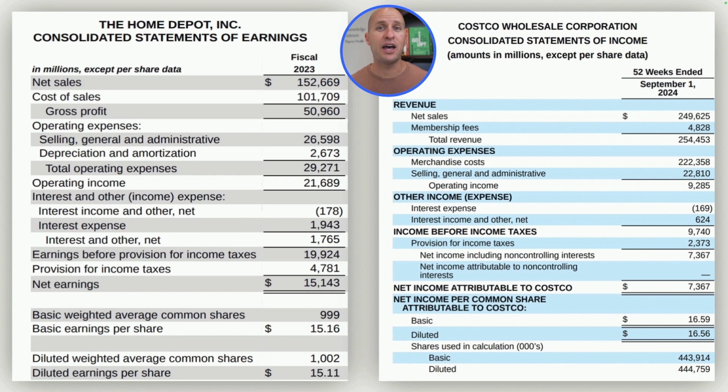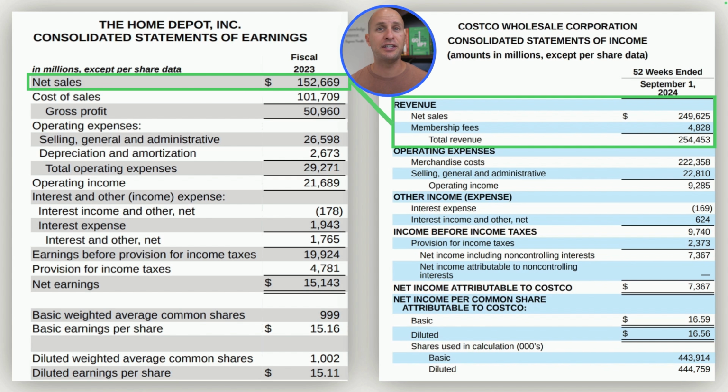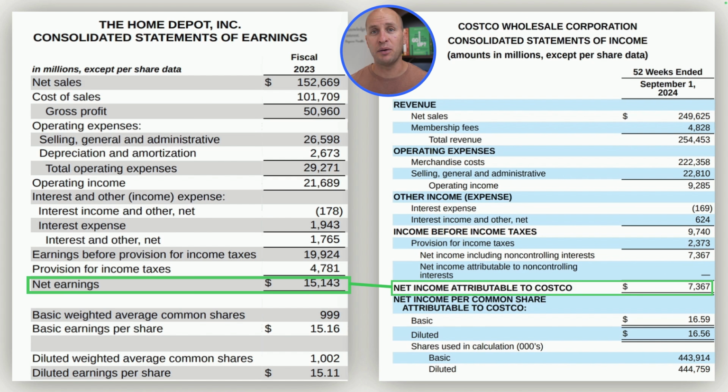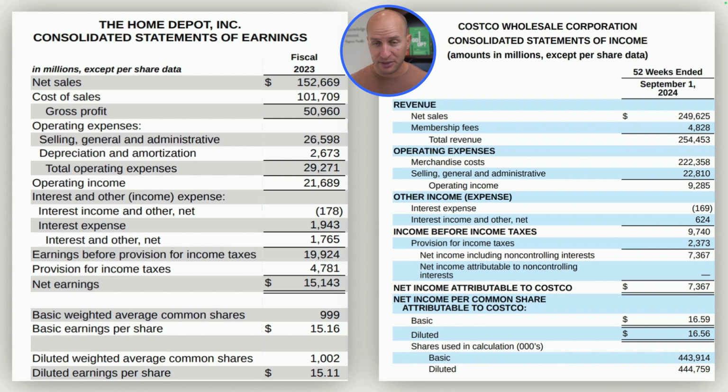Now, at a high level, both of these income statements do follow that same pattern. Both companies list revenue at the top, then they list all of their expenses below that, and the bottom line is the company's net income or earnings that it generated during that period. However, looking at both of these income statements side by side can show us the choices that management teams have when they're creating their income statements.